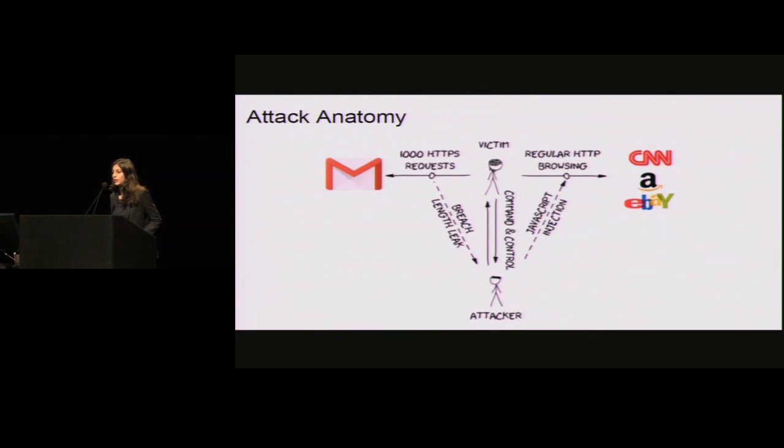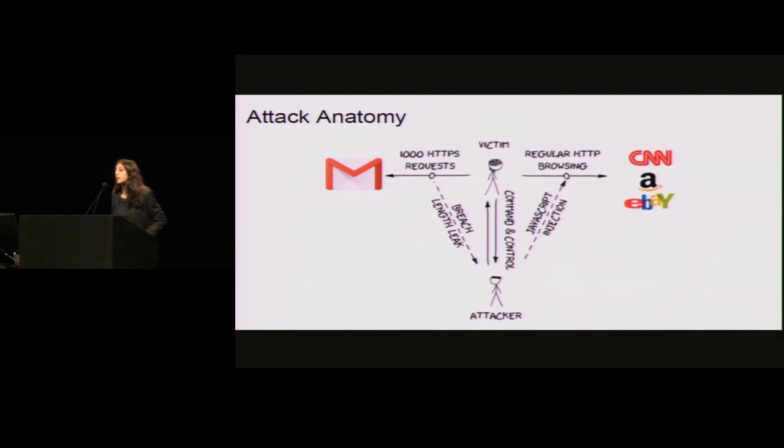At some point, the victim visits an HTTP website, such as CNN or Amazon. Because it's unauthenticated, the attacker can alter the response and inject some arbitrary JavaScript code. This code runs on the victim's machine, connects back to the attacker, and opens a command and control channel. Now the attacker can use this channel to issue multiple requests to another website, which we call the target endpoint. Here it's Gmail.